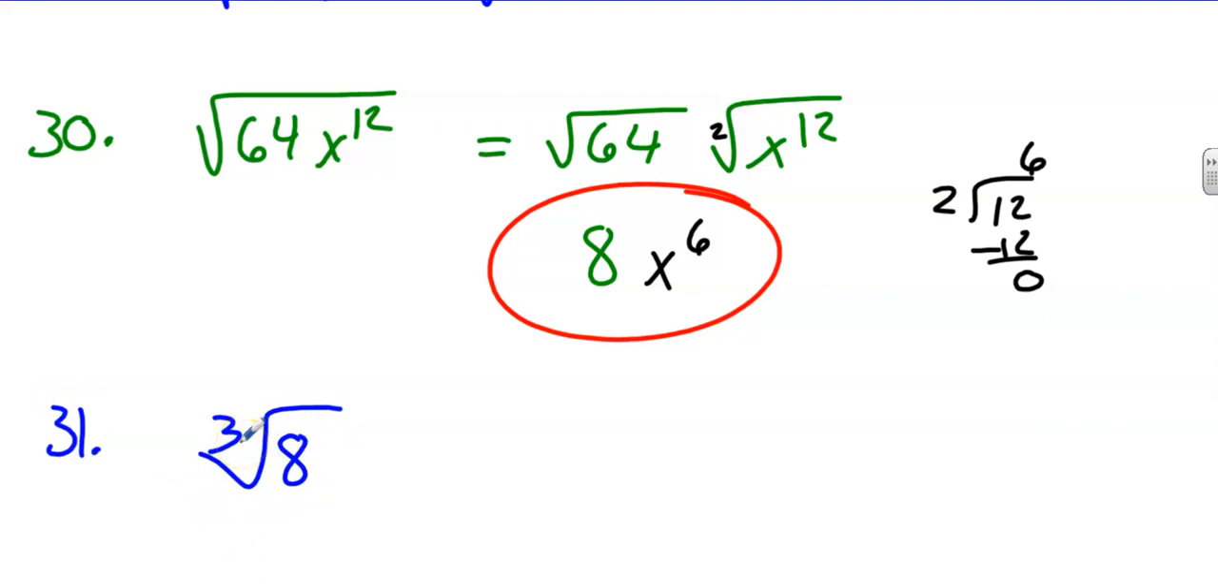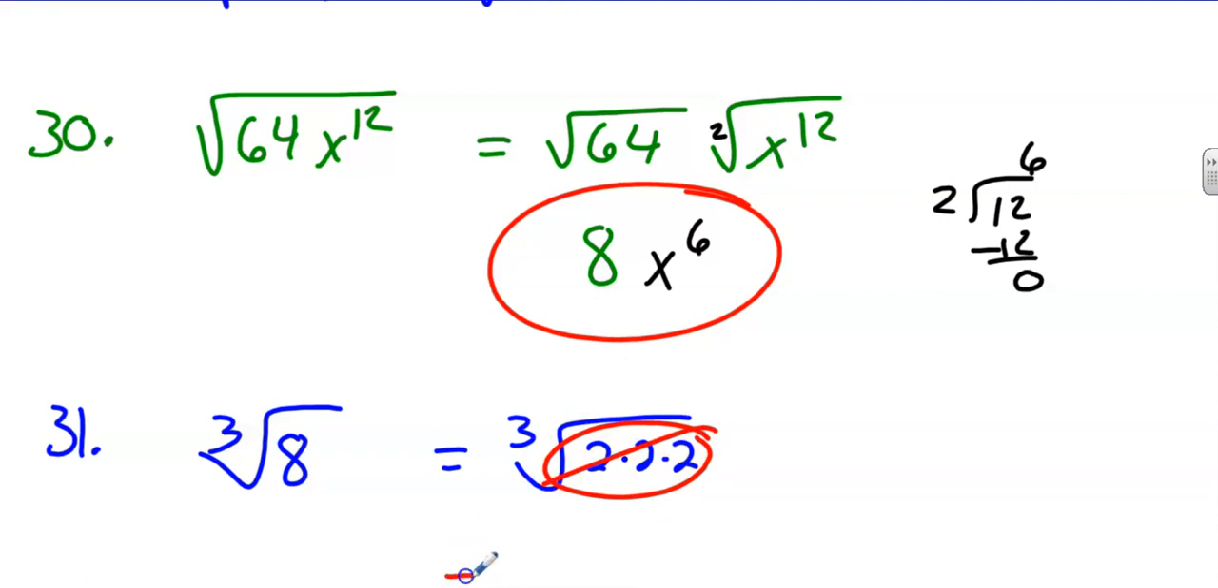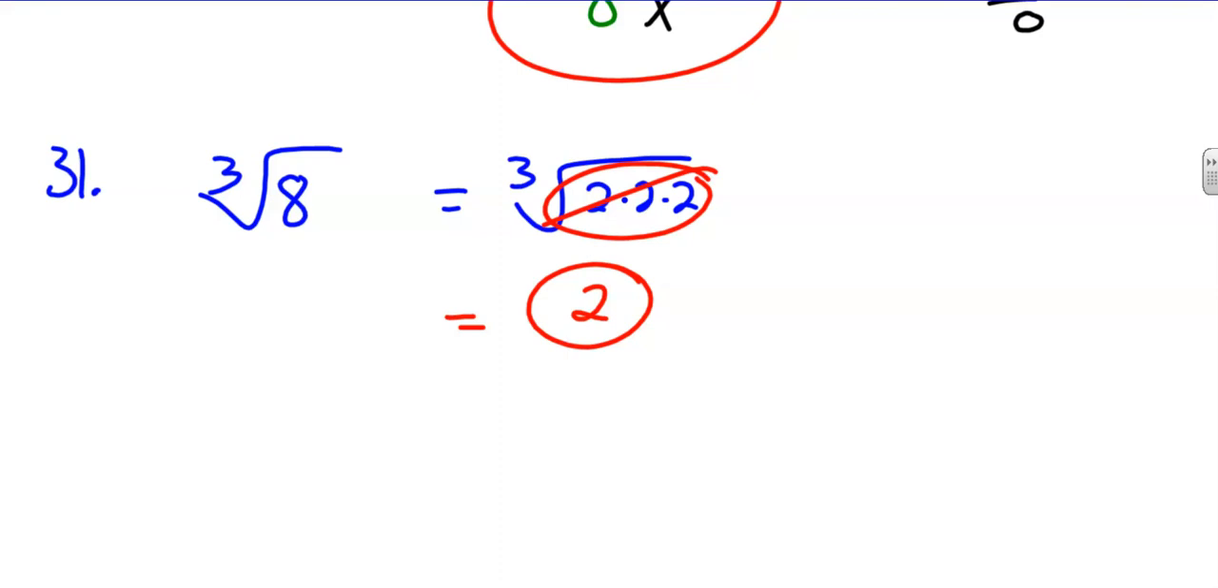Okay, 31. Third root of 8. Again, it's third root, so we're looking for 3 of a kind. If you take 8 and break it down, 4 times 2, but then you can take the 4 and break it down, so it's 2 times 2 times 2. Well, there's your 3 of a kind. There's nothing left over. So it comes out to be just a perfect 2. You could also think about it that, again, if you want to kind of think about it this way, it's the third root of 2 to the third. Again, as long as these two things match up, they knock each other out, and again, it just takes that number out every time.